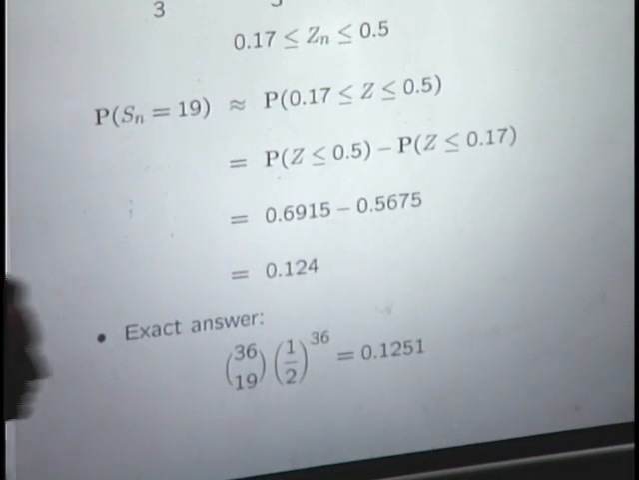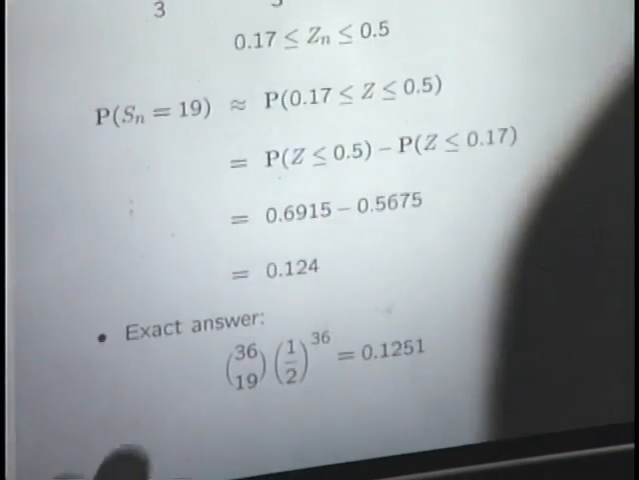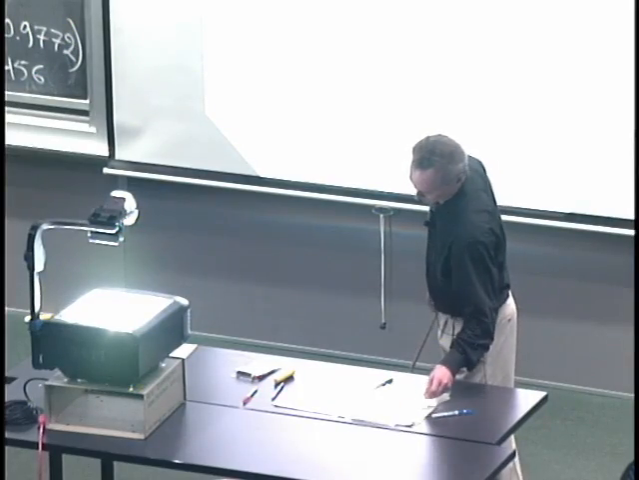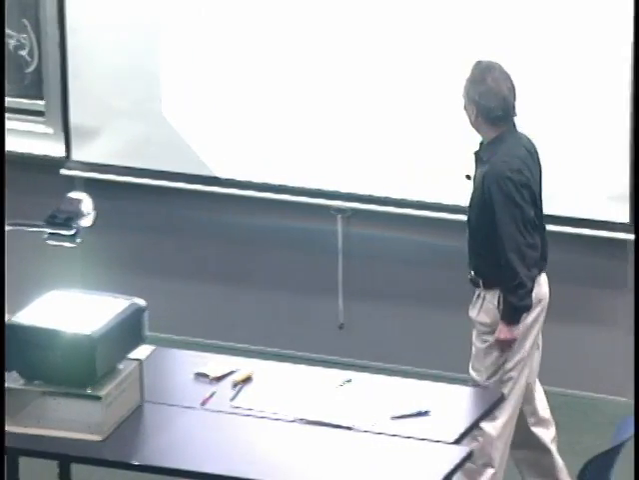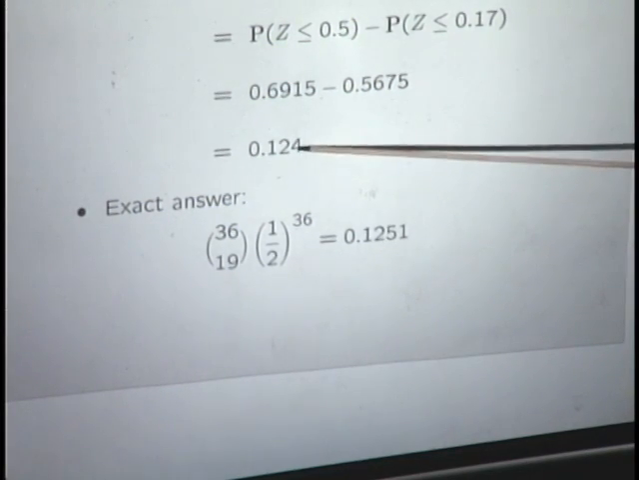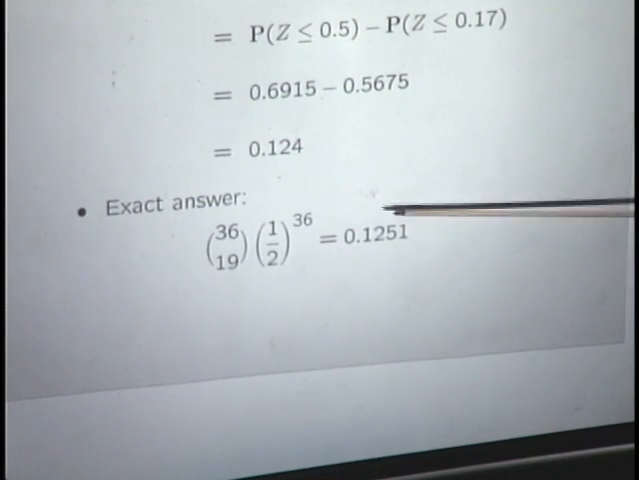This is a pretty good approximation, it turns out. If you were to do the calculations using the exact formula, you would get something which is pretty close. I mean, an error in the third digit. This is pretty good.